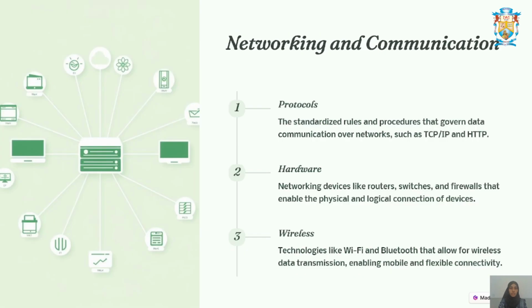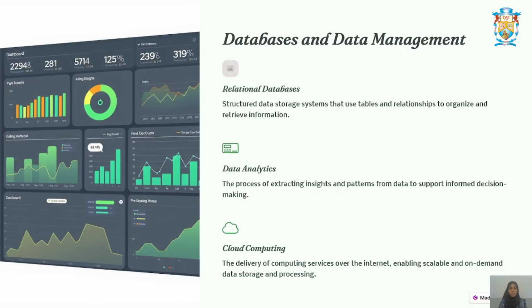Next one is networking and communication. First one is protocol. So the standardized rules and procedures that govern data communication over the network, such as TCP/IP, that is transmission control protocol and internet protocol, and HTTP, that is hypertext transfer protocol. Next is hardware. Networking devices like routers, switches and firewalls that enable the physical and logical connection of devices. Next, wireless. Technologies like Wi-Fi and Bluetooth that allow for wireless data transmission, enabling mobile and flexible connectivity.